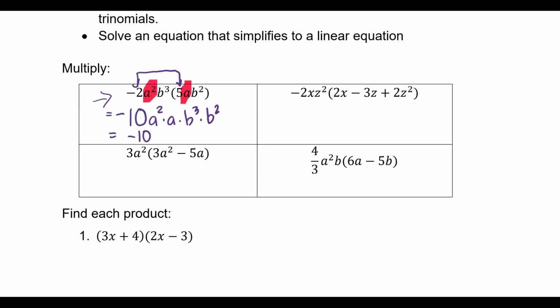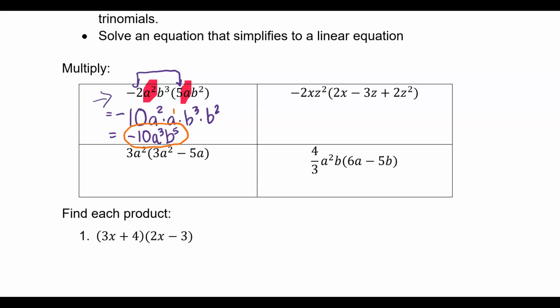So you'll get negative 10 a to the what power? Third power, b to the what power? 5. Because we have a to the first, and 2 plus 1 is 3, and you have 3 plus 2, which is 5. So your final answer is negative 10 a cubed b to the 5th power. All right, let's move on.